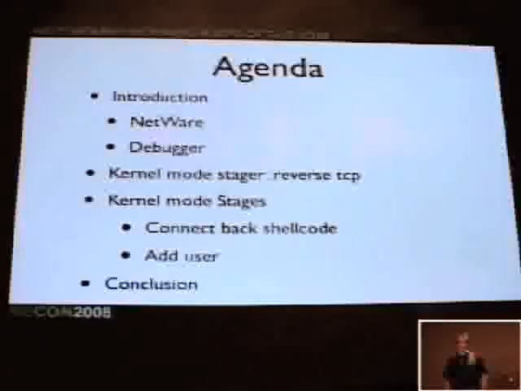So, a quick overview of the talk. A quick introduction about NetWare: what the OS is all about, and a debugger for NetWare. After that, I will present a kernel mode stager, which is a reverse TCP one. And I will present two kernel mode stages, one connect back shellcode and one add user payload. And finally, I will conclude.